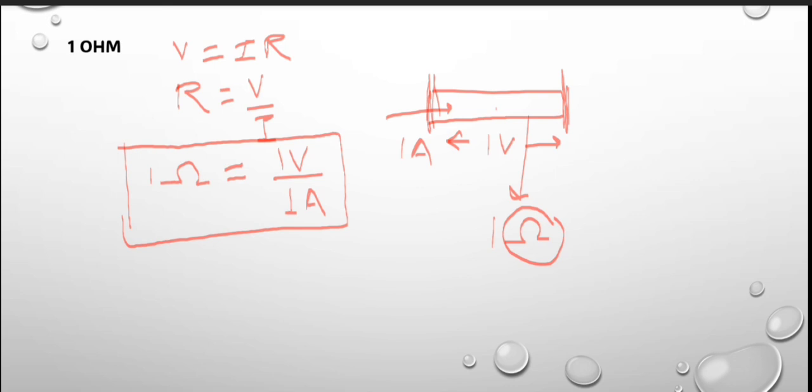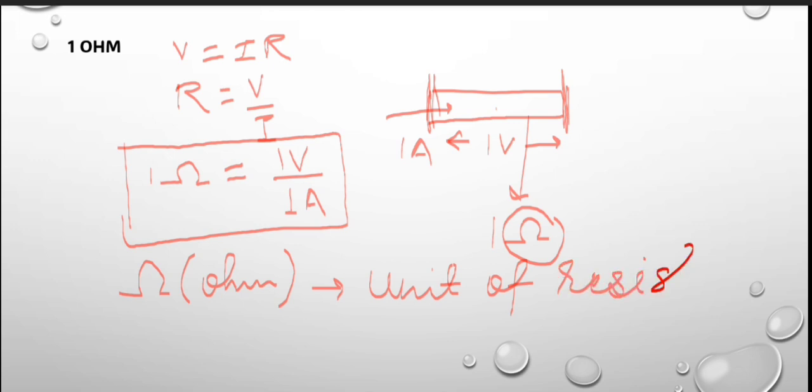What is ohm over here, students? The ohm is denoted by Ω. Ohm is the unit of resistance. Clear? So this is how we defined 1 ohm.